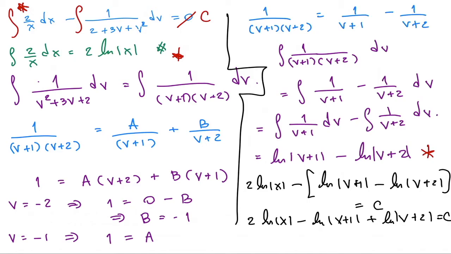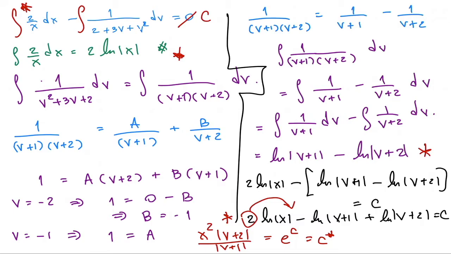Okay. I'll push the 2 up here. So I'll have x squared times v plus 2 divided by v plus 1 equals e to the c. Right? And we can call this c star. It's the same thing, a similar approach. Okay.